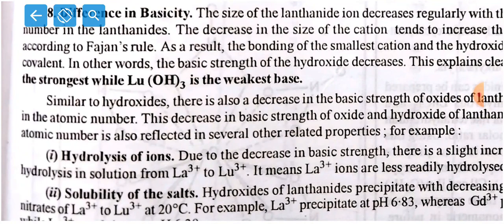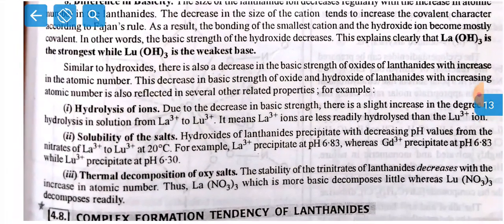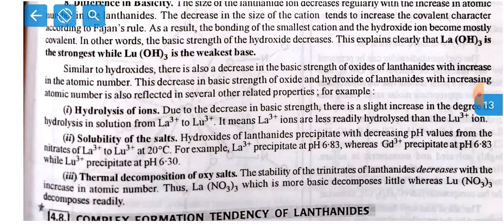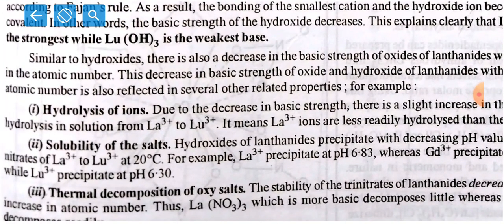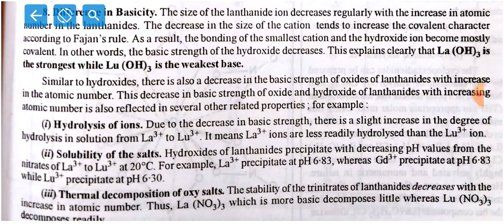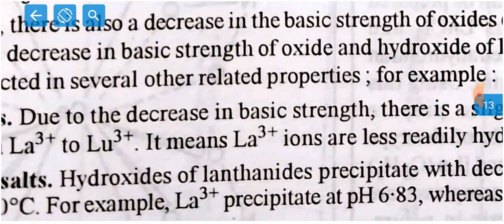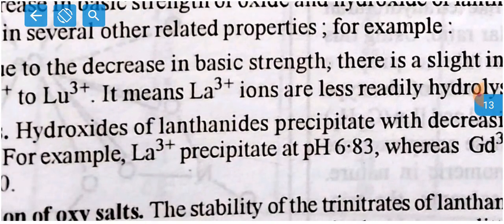Similar to hydroxide, there is also a decrease in the basic strength of the oxides of lanthanoids with the increase in atomic number. This decrease in the basic strength of oxides and hydroxides of lanthanoids with increasing atomic number is also reflected in several other related properties. For example, first is the hydrolysis of ions. Due to the decrease in the basic strength, there is a slight increase in the degree of hydrolysis in solution from lanthanum 3+ to lutetium 3+. It means lanthanum 3+ ions are less readily hydrolyzed than the lutetium 3+ ions.